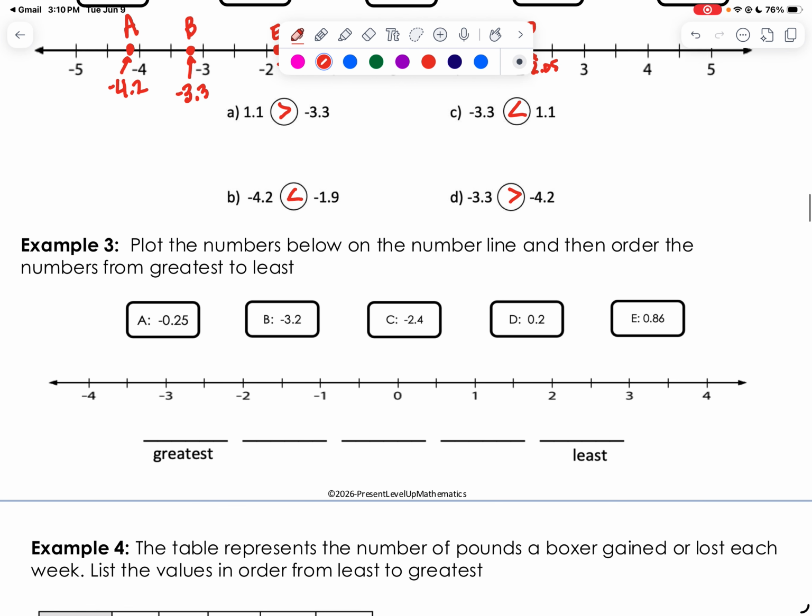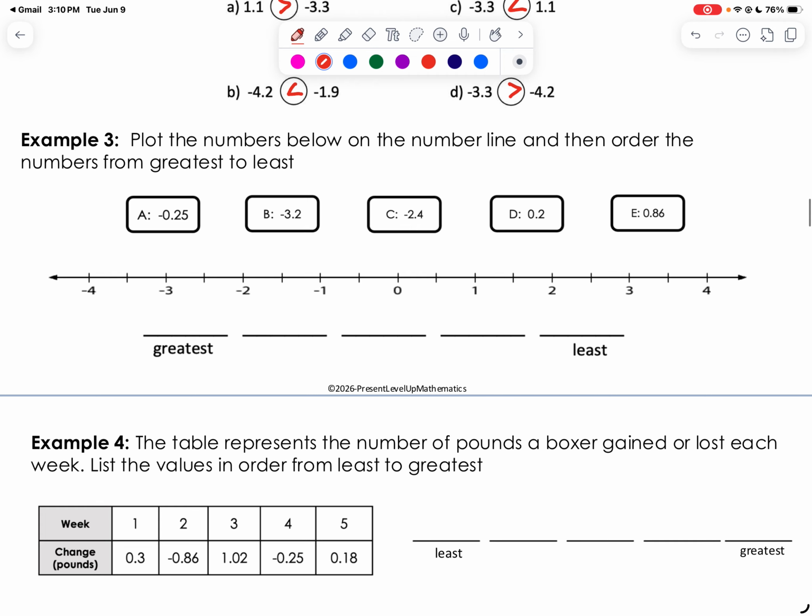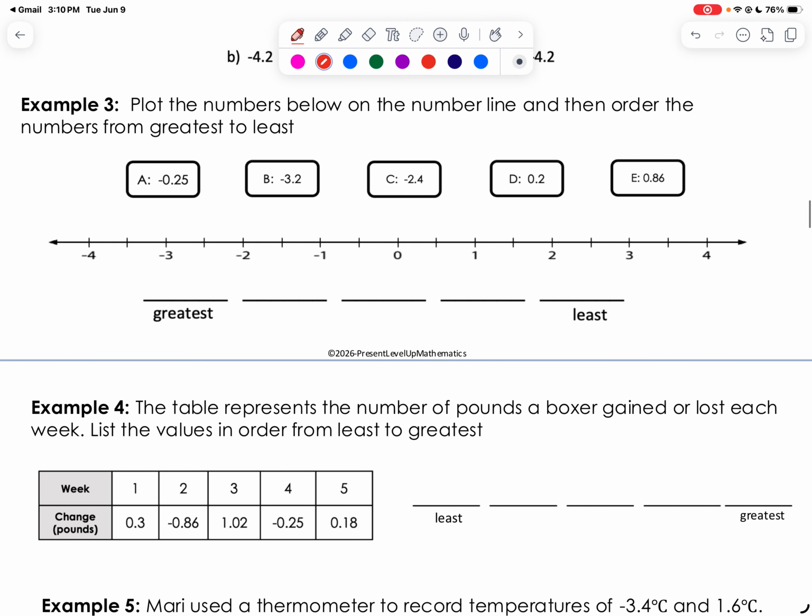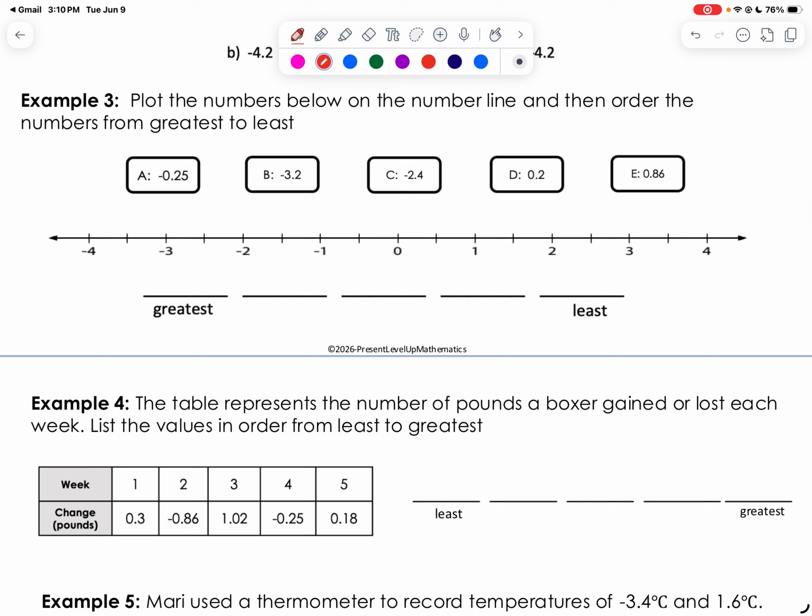All right, example 3. Plot the numbers below on the number line and then order them from greatest to least. So let's start by plotting them here. We have A at negative 0.25. So here is negative 0.5. So negative 0.25 would be halfway in between. That's point A. And I'll label it negative 0.25.